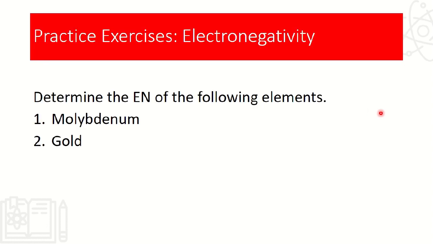Okay, so that will be all for electronegativity. For our practice exercises in electronegativity, determine the electronegativity of the following elements. Number 1, we have molybdenum. And number 2, we have gold. Refer to your periodic table and comment down your answer in the comment box. I-type sa comment box yung answer for the electronegativity of molybdenum and electronegativity of gold.